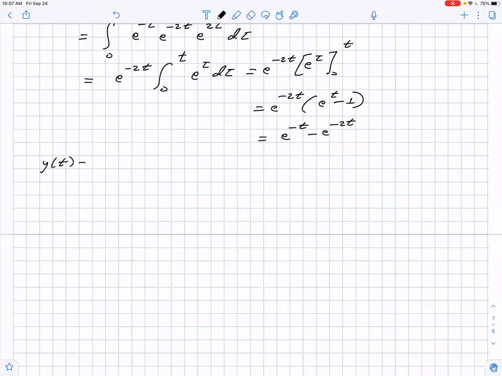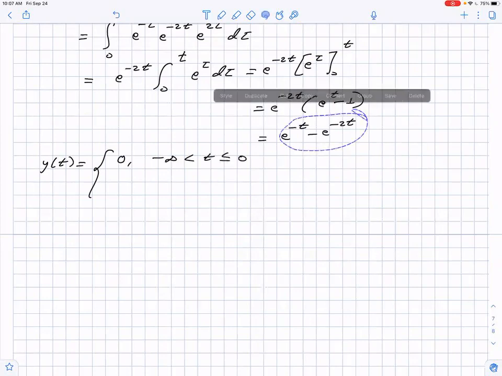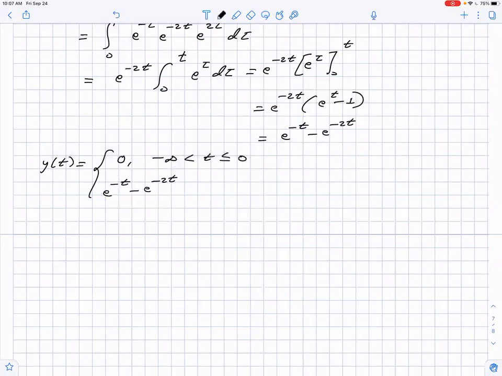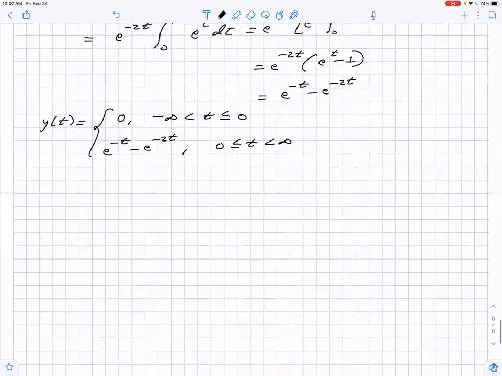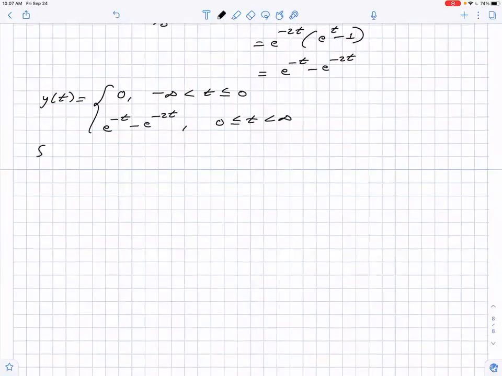So we have the expression for y of t in this region as well. Overall, the expression for y of t is 0 when t is between negative infinity and 0. And the expression is this when t is between 0 and infinity. And then we can always do a sanity check.